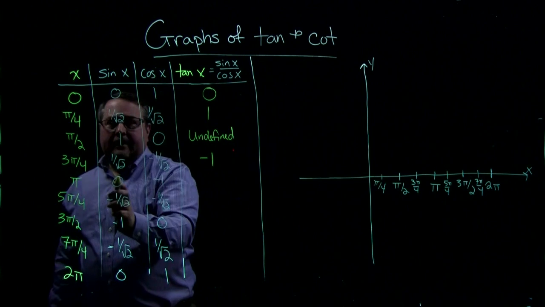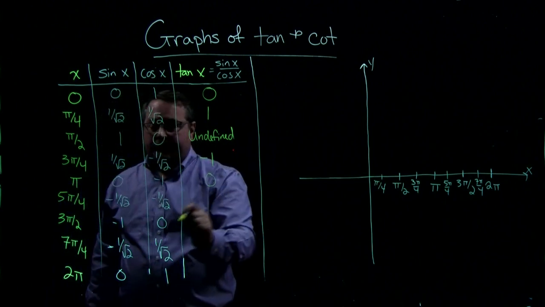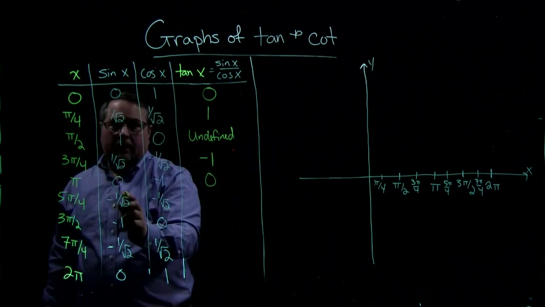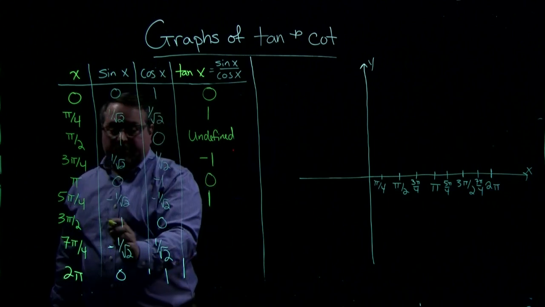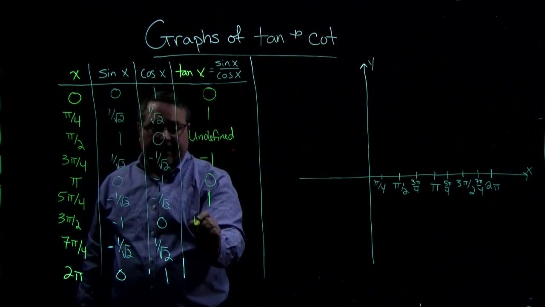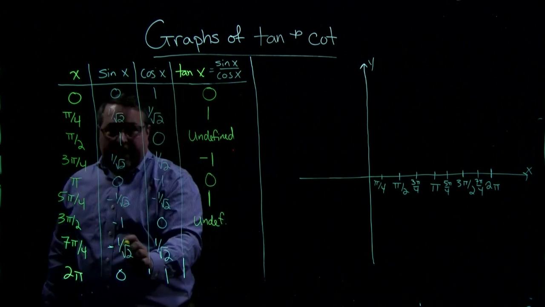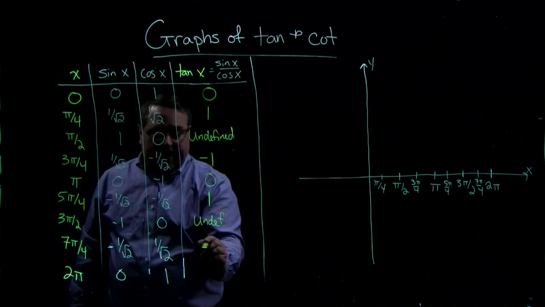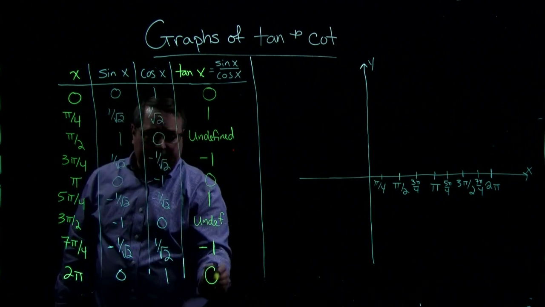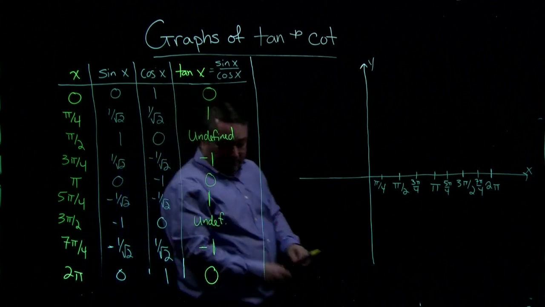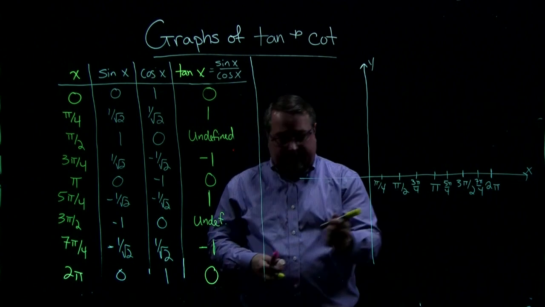When x is pi, sine over cosine is 0 over negative 1, which is 0. When x is 5 pi over 4, sine over cosine is 1. When x is 3 pi over 2, sine over cosine is again undefined. When x is 7 pi over 4, sine over cosine will be negative 1. And finally, when x is 2 pi, sine over cosine will be 0 again. Okay, so what we're going to end up with is something that looks like this.